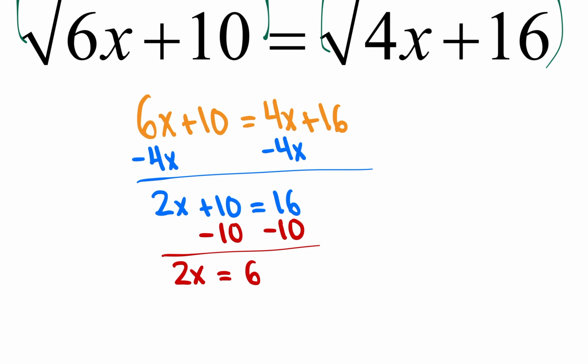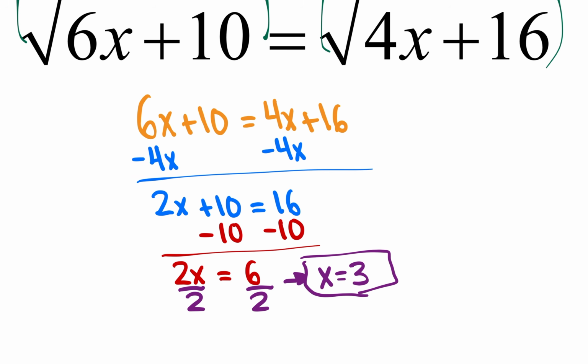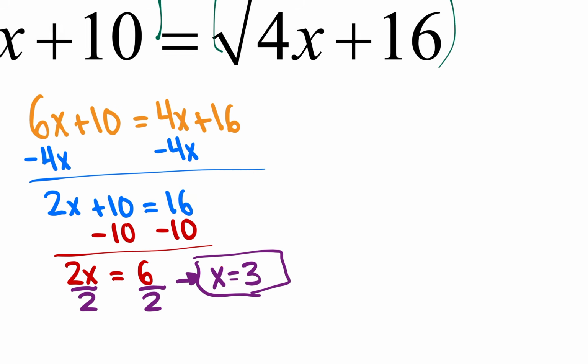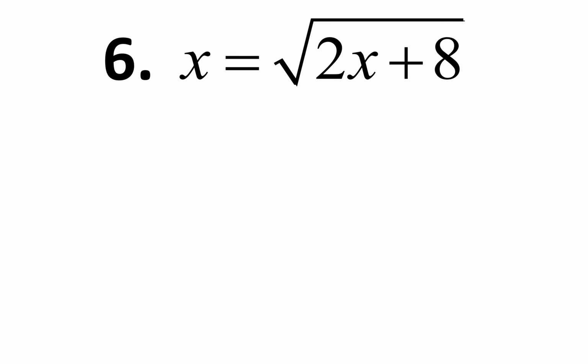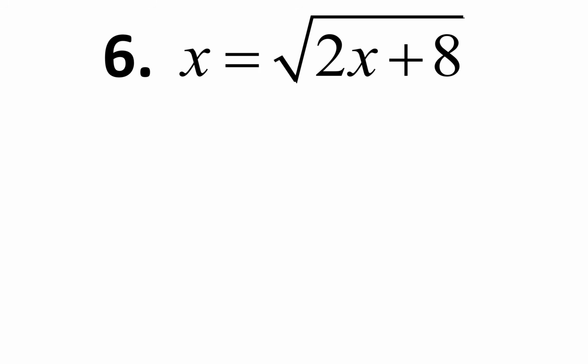Then I will divide both sides by 2. And this will leave me with a final solution of x is equal to positive 3. Moving on to the next question, number 6, we have x is equal to the square root of 2x plus 8. My first step is to square both sides.